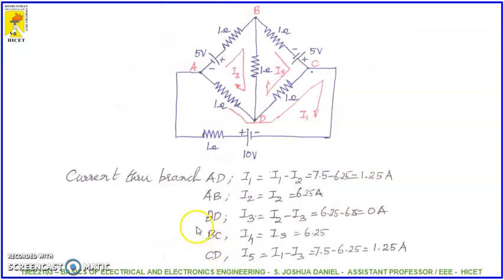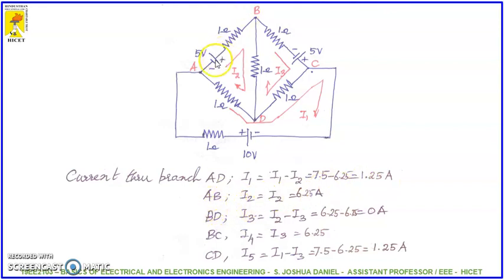Next, we need to find the current through the different branches. As you can see, there are 5 branches: AD, AB, BD, BC and CD. So how do you find the different currents in these branches? In branch AD, we have the current I1 flowing through this 1 ohm resistor as well as the current I2 flowing through this resistor. So we can write I1 minus I2. We know the values of I1, I2 and I3. So 7.5 minus 6.25, which is nothing but 1.25 ampere, right?